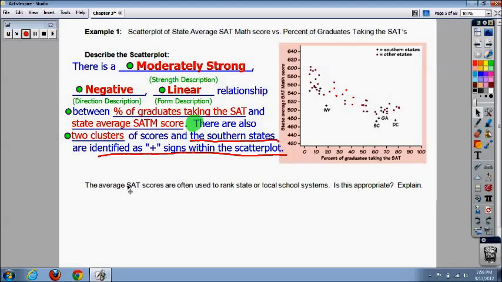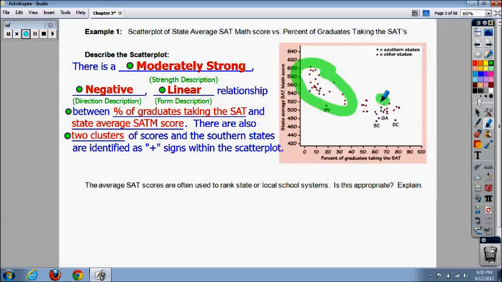Now, it says the average SAT scores are often used to rank state or local school systems. Is this appropriate? Now, if you remember, we talked about there were two clusters of states here. We have these states and this cluster of states. The main reason why, and I've already kind of alluded to this, of why there's kind of two clusters, is typically in the Midwest, you guys take the ACT to apply for colleges. Maybe some of you took the SAT, but you probably only had to take the SAT if you're going to apply to an East or West Coast school, because they primarily want the SAT.